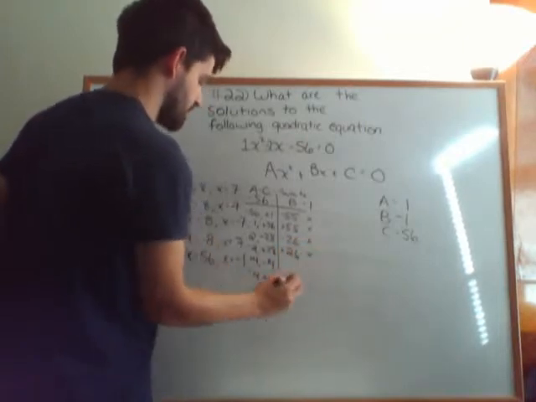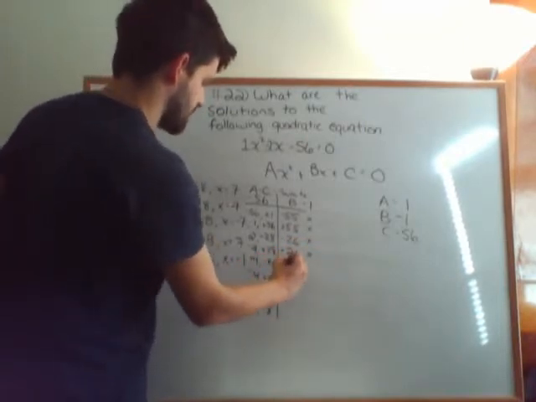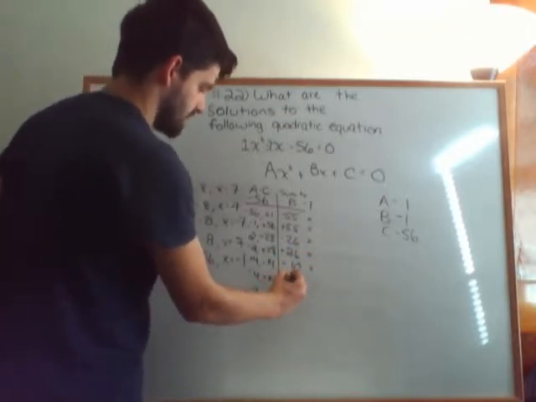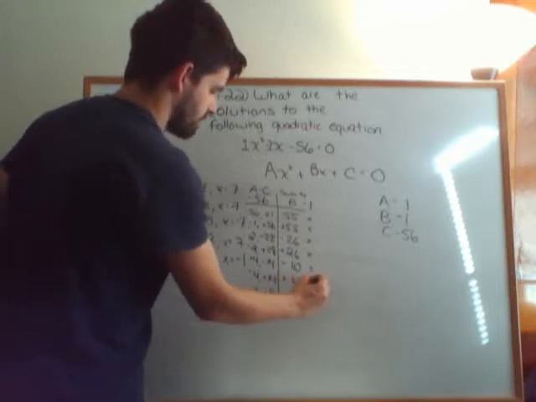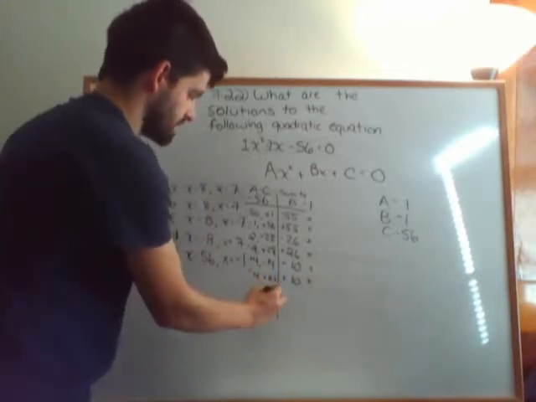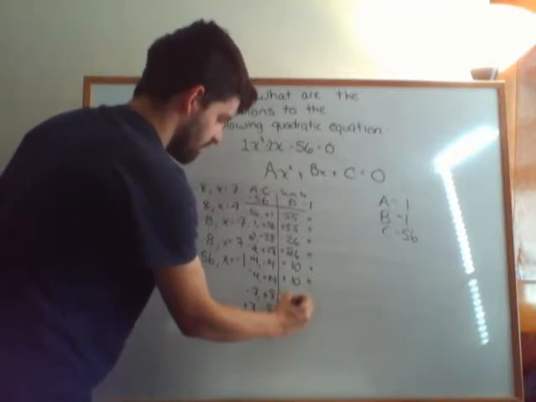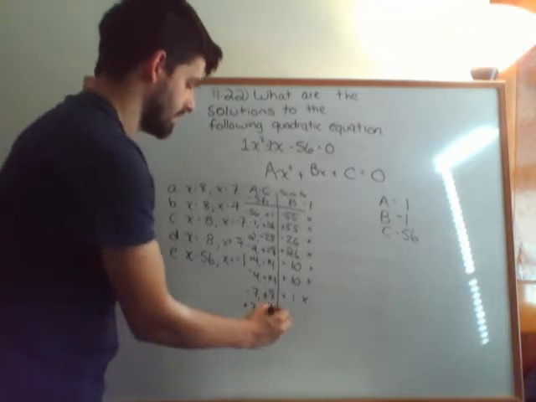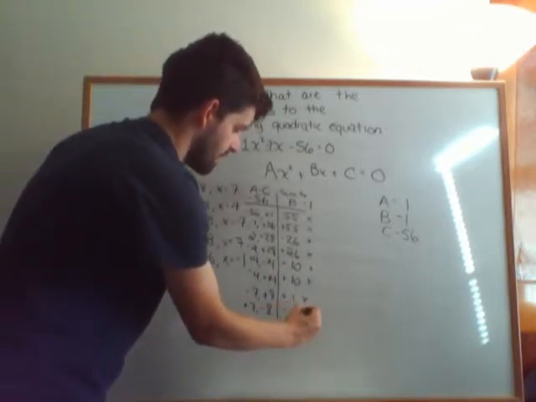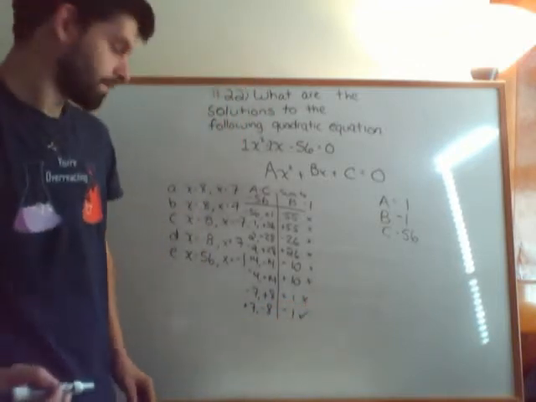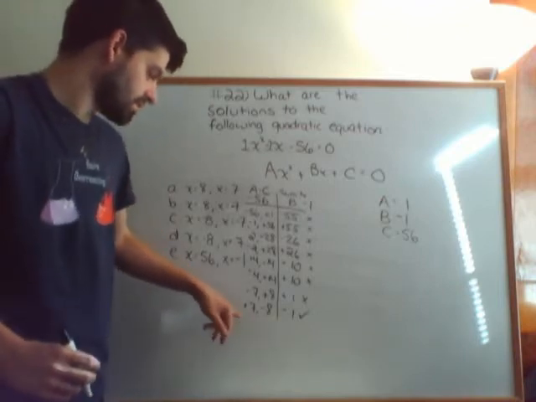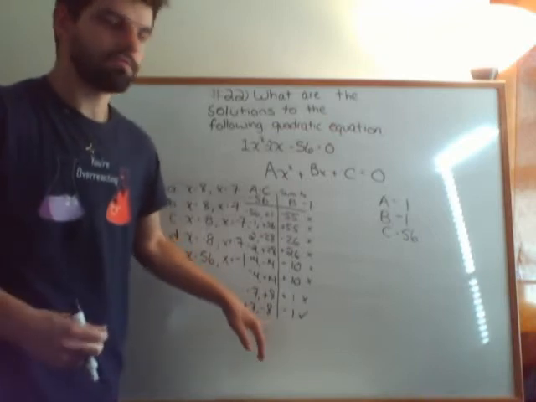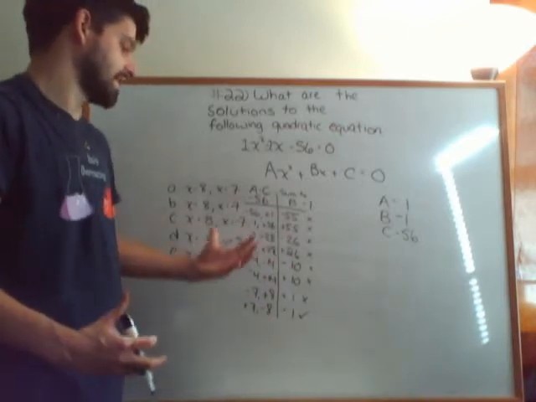That one won't work. Positive 4 and negative 14 is negative 10. That one won't work. Negative 4 plus 14 is positive 10. That one won't work. Negative 7 plus 8 is positive 1. That one won't work. But positive 7 minus 8 is negative 1. And that does indeed work. But notice how these positive 7 and negative 8 are kind of flip-flopped to our last technique.